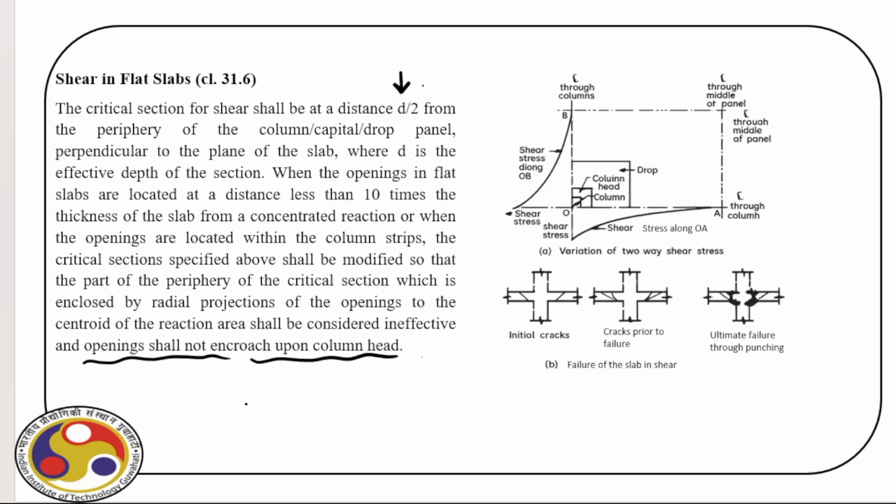So sometimes in the flat slab we provide openings. For the time being, I will not suggest you go for this opening. So effectively what we have to keep in mind is that the critical section is at a distance d by 2 from the face of the column, right, where small d is the effective depth.